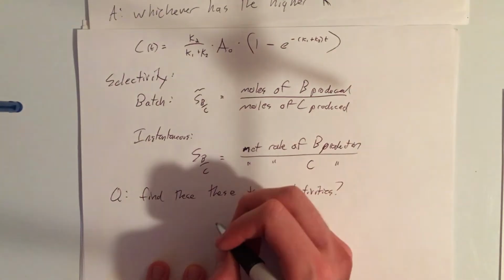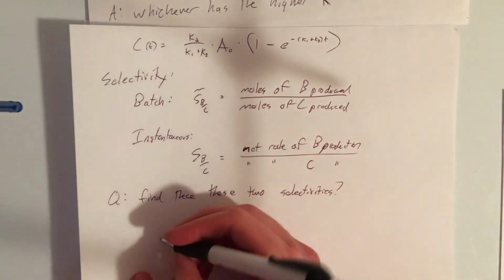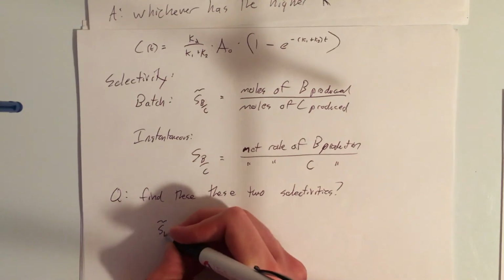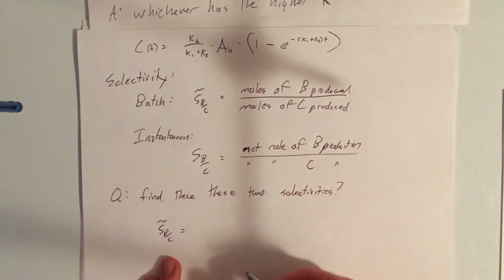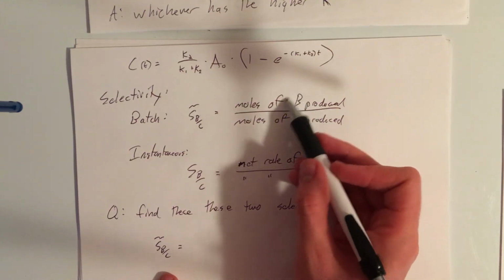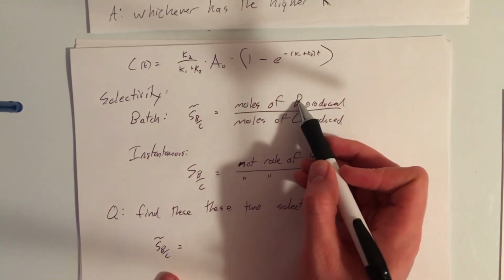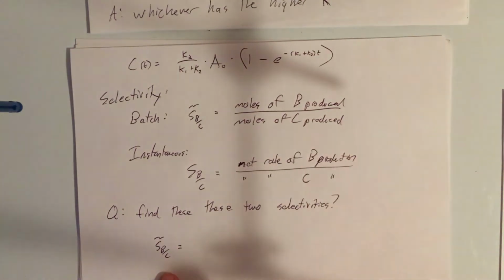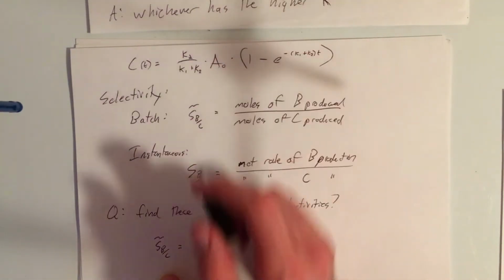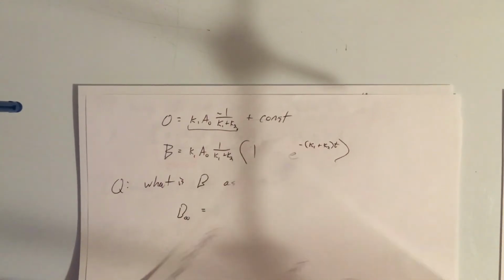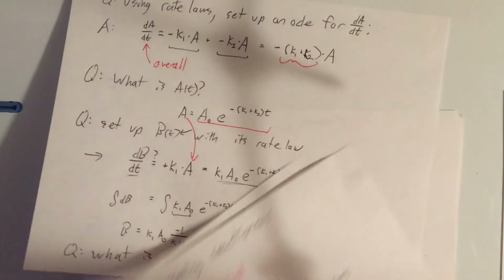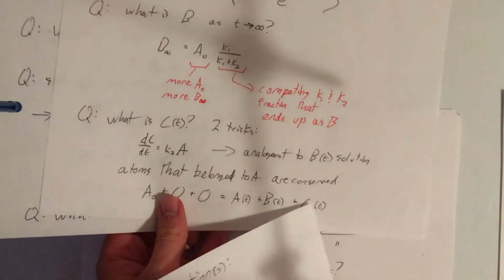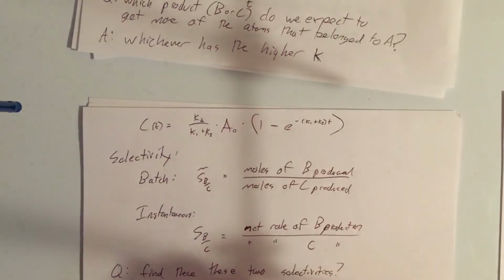All right, so welcome back. First let's work out what the batch one would be, S of B with respect to C. In this case, we have an expression for moles of B produced at some future time, and we also have an expression for moles of C produced at some future time. So we can dig back into our notes and find those solutions that we so diligently worked out before. Here was the B solution, and we can look at the analogous C solution, right here at the top of the page. So we can take their ratio.